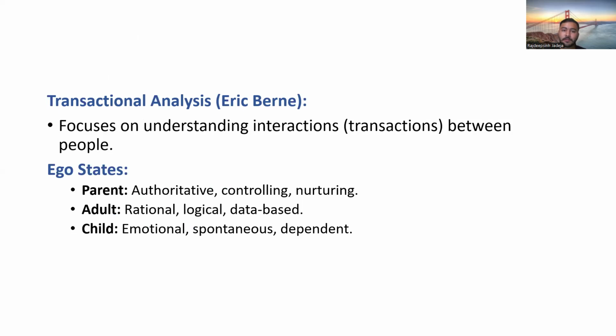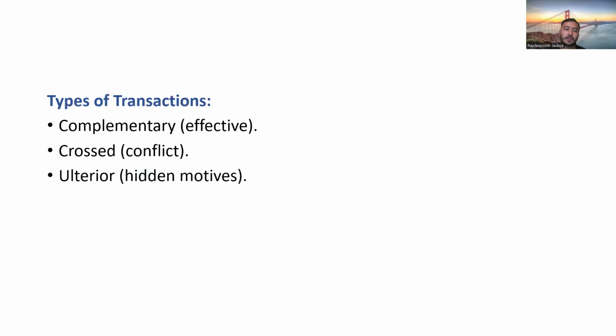Transactional analysis is given by Eric Berne, and it focuses on understanding interaction or transaction between people. There are three types of ego in this. First is the parent ego, which is authoritative, controlling, and nurturing. The adult ego focuses on rational, logical, and data-based things. And the child ego is obviously emotional, spontaneous, and dependent on someone.